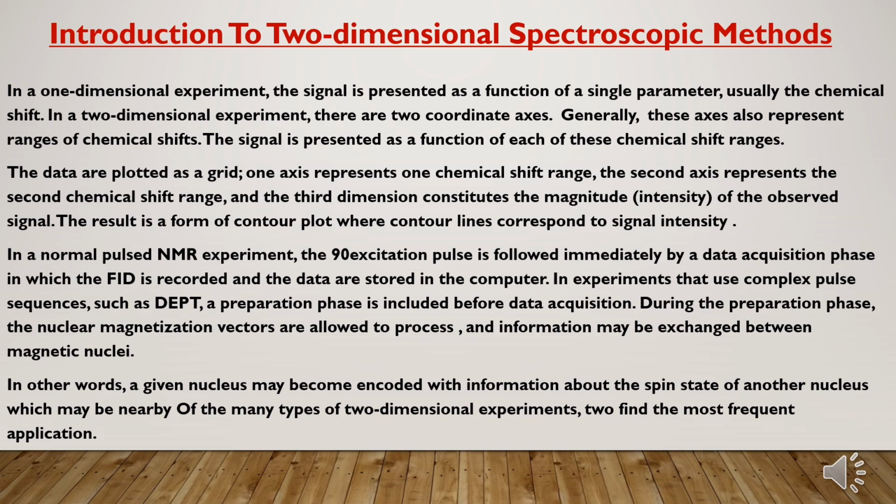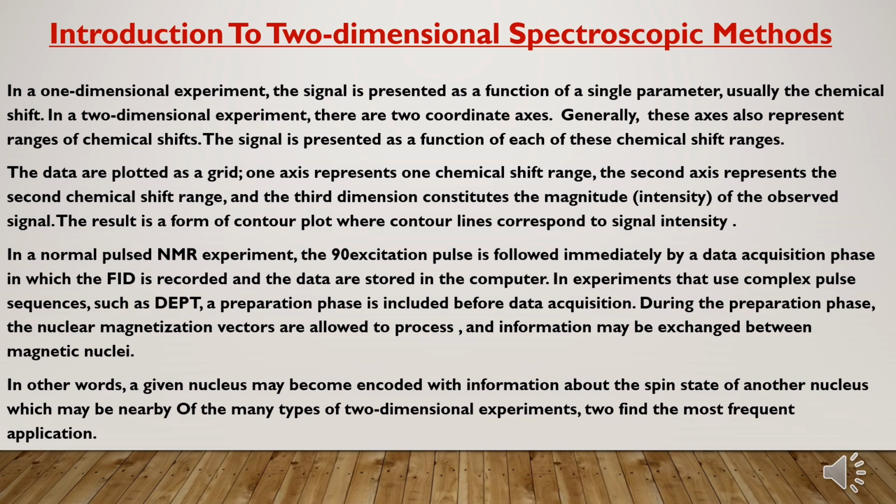In a normal pulse NMR experiment, the 90-degree excitation pulse is followed immediately by a data acquisition phase, in which the FID is recorded and the data is stored in the computer. In an experiment that uses a complex pulse sequence such as DEPT, a preparation phase is included before the data acquisition.